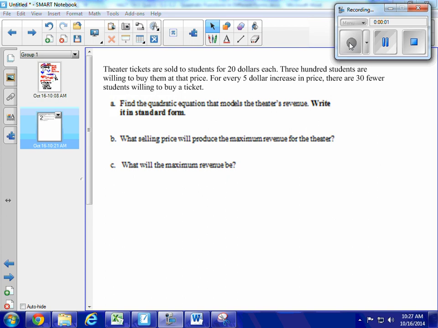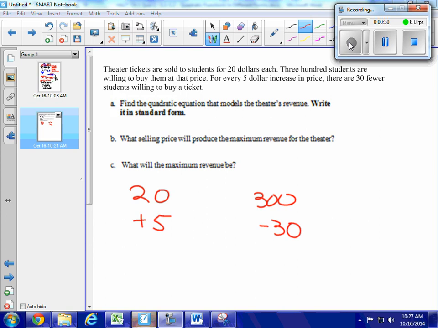This is a maximizing revenue quadratic problem, and I'm going to write down my data as I read it. Theater tickets are sold to students for $20 each. When I sell my theater tickets for $20, 300 students will buy them. Now, if I increase my price by $5, 30 students fewer will buy them.